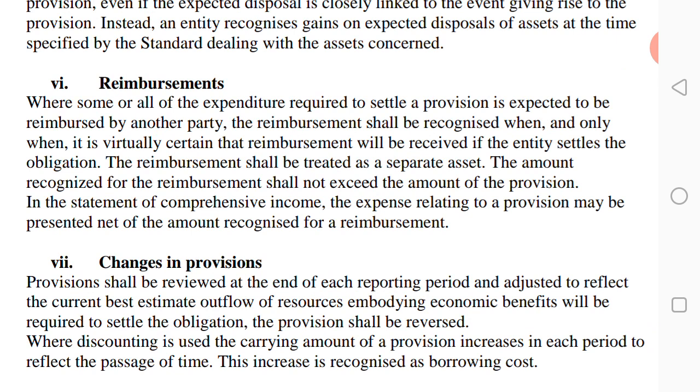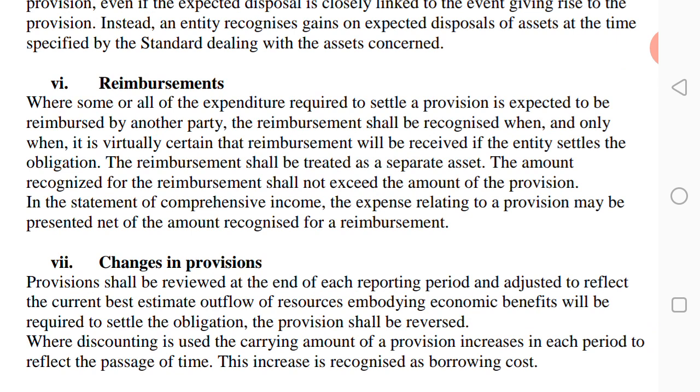Now reimbursement. You foresee that you incur some provisions, and there will be a reimbursement to the company later. For example, a car: maybe you insure it, but before the insurance company pays, you have to incur some liability. Where some or all of the expenditure required to settle a provision is expected to be reimbursed by another party, the reimbursement shall be recognized when and only when it is virtually certain that the reimbursement will be received if the entity settles the obligation.